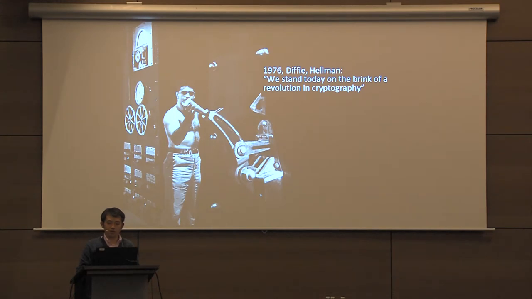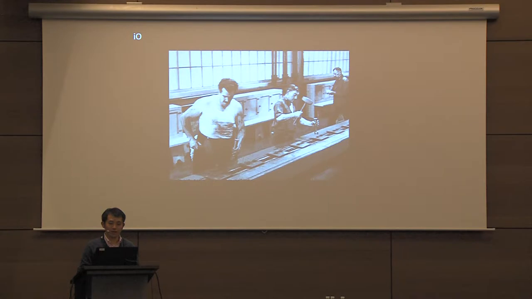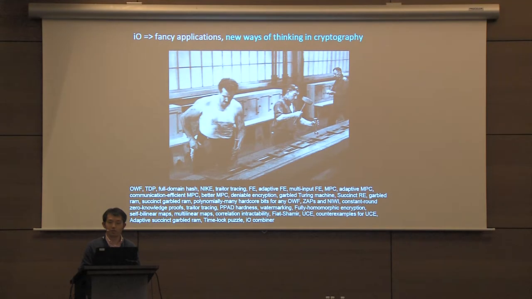Forty years ago, Diffie and Hellman made an announcement that we stand today on the brink of a revolution in cryptography. And four years ago, in the I.O. paper, they also didn't say that we stand today on another brink of another revolution in cryptography, but we feel like this is happening. With the power of I.O., as you can see from several of the talks at this Eurocrypt and in previous years, you can build fancy applications. And I think, more importantly, it gives us a new way of thinking in cryptography.